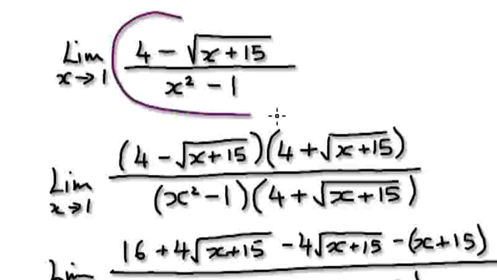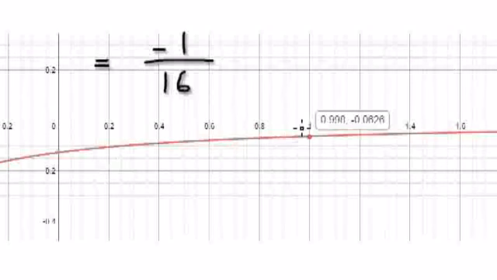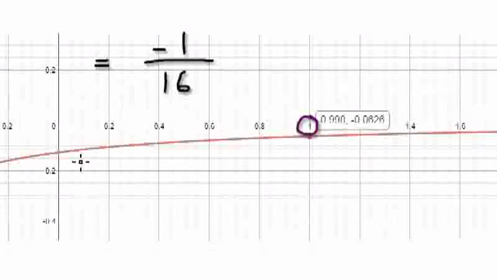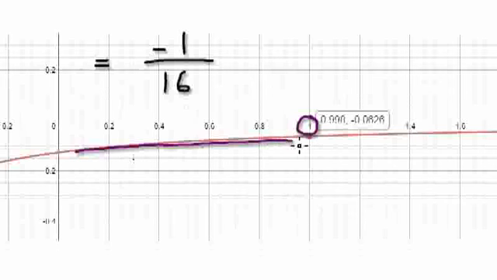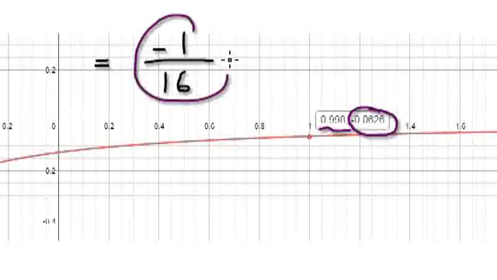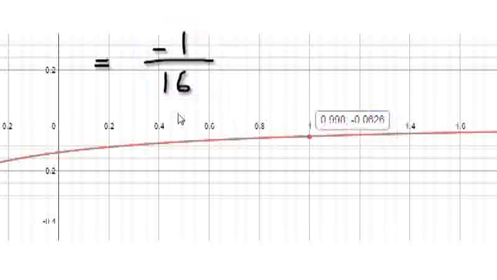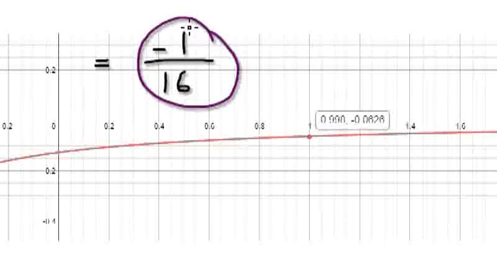And if you try and plot a graph of this function here, that will give you this graph here. Now, 1 is here, as x approaches 1. You see, dead on 1 is undefined, but this here is just to the left of 1, and it gives you this value here, which is negative 1 over 16. Okay, so this here is your answer.